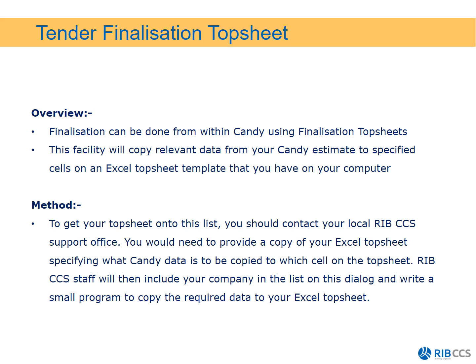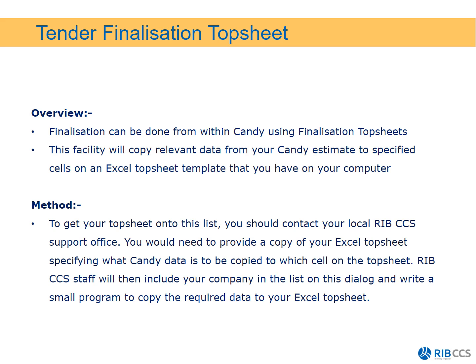A finalization can be done from within Candy using the finalization top sheet. A lot of companies would extract all of this information from Candy onto their own company finalization forms. That is not necessary anymore. We can do it in Candy. So this facility will copy the relevant data from your Candy estimate to specified cells on an Excel top sheet template that you have on your computer.